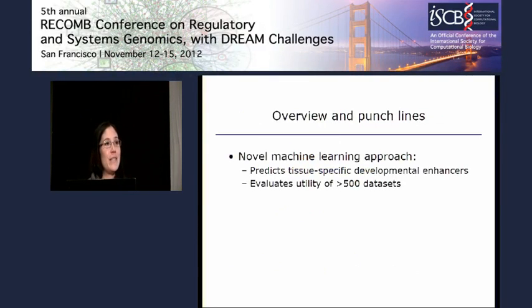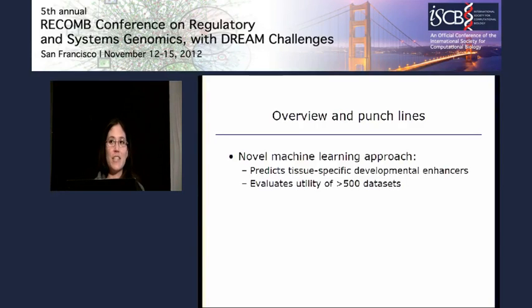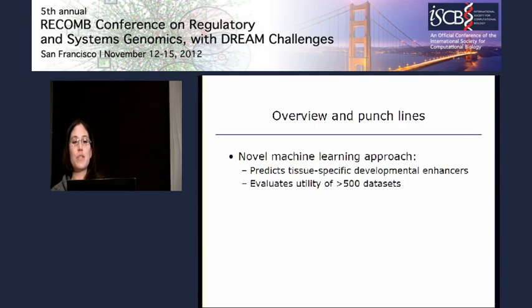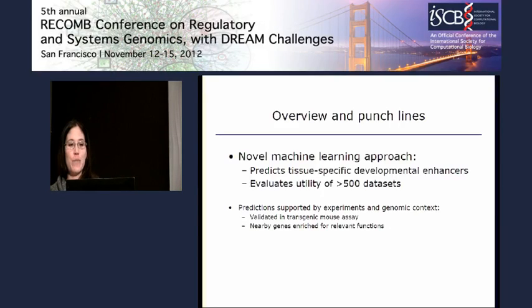So an overview and some punchlines of this talk. I'm going to present a novel machine learning approach that we've developed that both predicts tissue-specific developmental enhancers and also evaluates the utility of over 500 different data sets, such as those in the ENCODE data set. So when I say tissue-specific developmental enhancers, heart enhancers are the ones I'm most interested in. However, we can also do this with any set of tissues that we see in our training data, which I'll show you in just a moment.